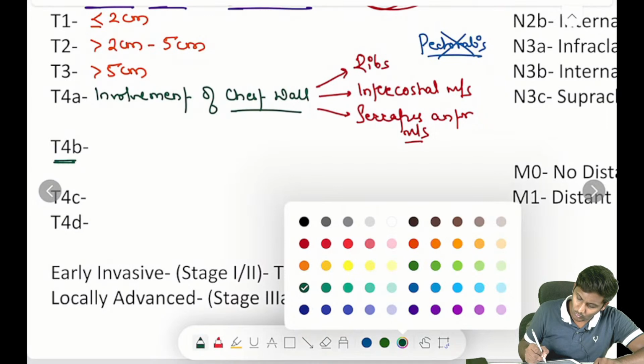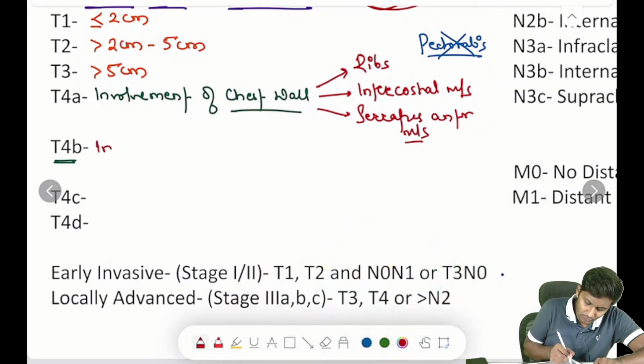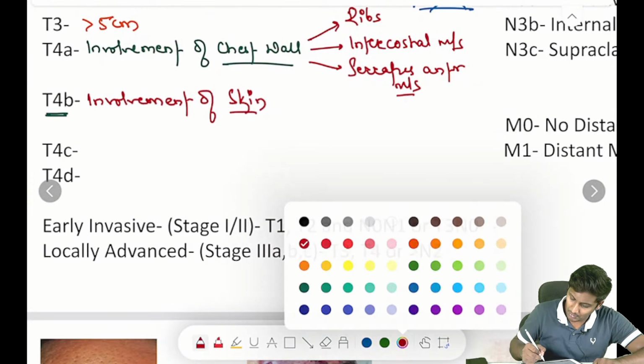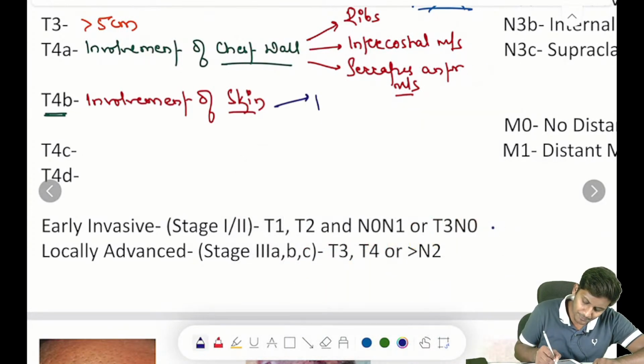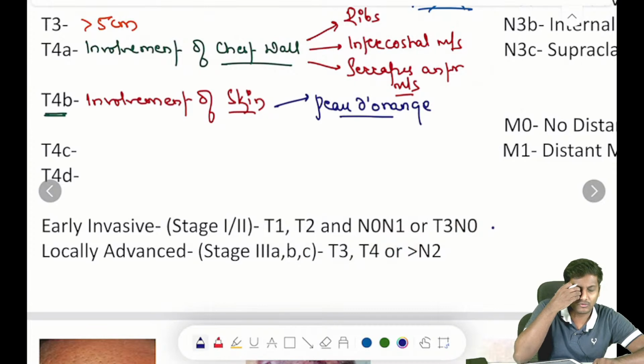ठीक है, next important you have to remember बच्चे T4B. T4B that means involvement of the skin. T4B is nothing but involvement of the skin. And if I talk about involvement of skin, what is considered as the involvement of skin? So you have to remember involvement of skin का मतलब either if there is a peau d'orange which is seen. A recent exam question also was there. Okay, peau d'orange, a very classical and a commonly repeated question of your exam.